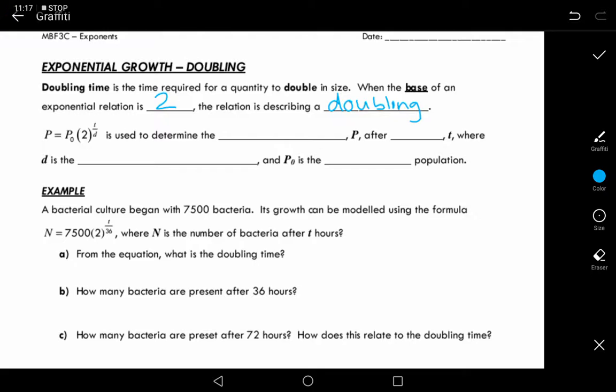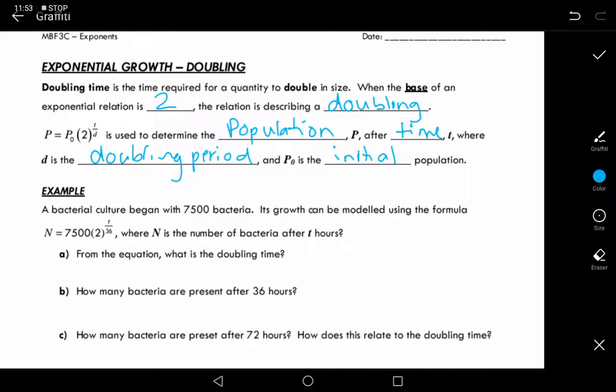Okay, so this equation, P equals P0 times 2 to the power of T over D, is used to determine the population P after time T, where D is the doubling period. So D is how long it takes for it to double, doubling period. And P0 is the initial population.